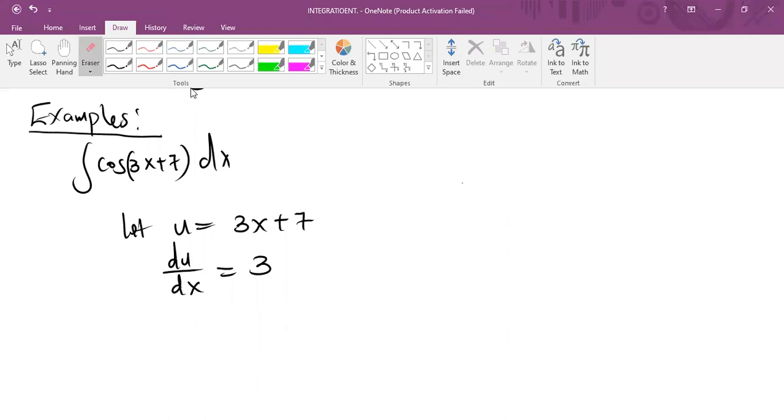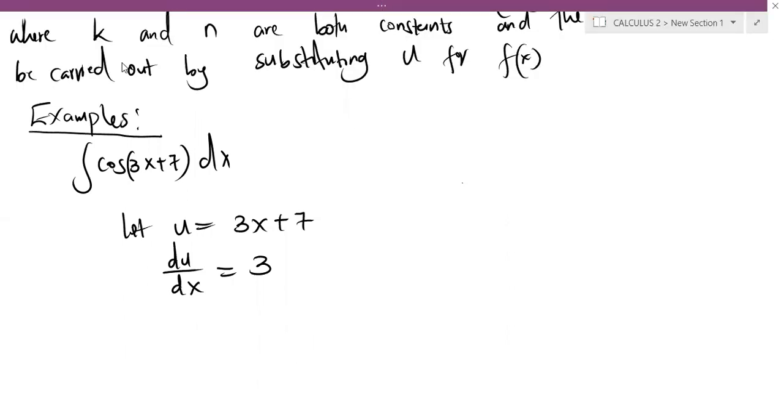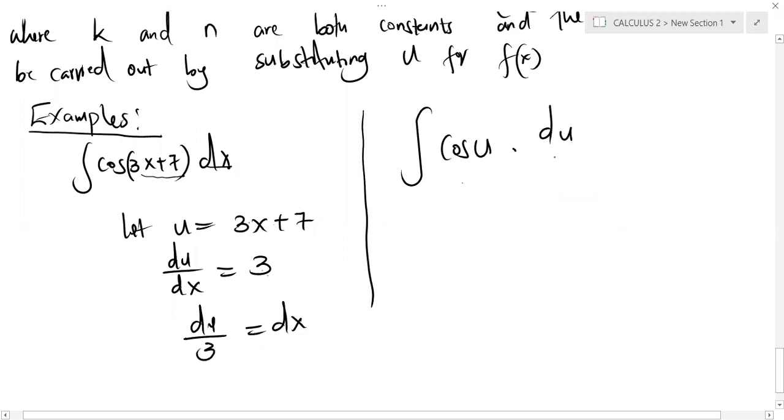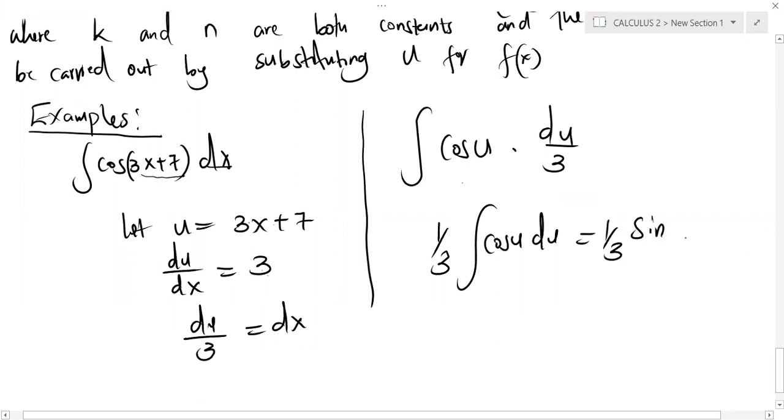So rewriting this equation, we will have the integral of cos. Now, instead of 3x plus 7, we will write u. And instead of dx, we will write du. So make dx the subject of the formula here. It will be du over 3 is equal to dx. So here we will have du over 3. This is basically 1 over 3 integral of cos u du. Now it is in the standard form. This is 1 over 3. The integral of cos u is sine u. Okay, so this is our answer plus c.